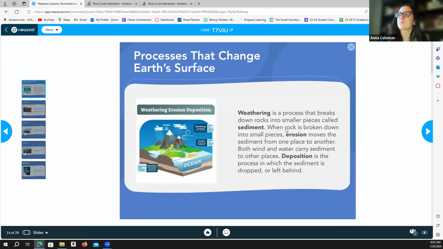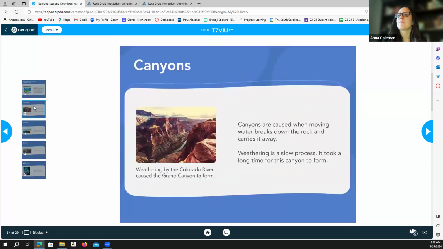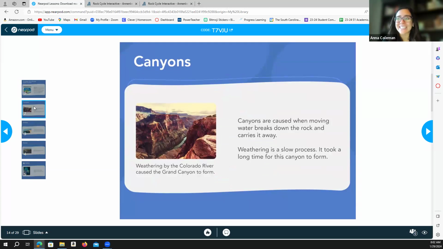So when rock is broken down into those teeny tiny small pieces, do they stay there? No, it's called erosion. Erosion then moves the sediment from one place to another, okay? How does it move? Well, wind and water carry those sediment to other places. Deposition is the process in which the sediment is dropped. So I like to think of deposition as dropped. It's left behind, okay?